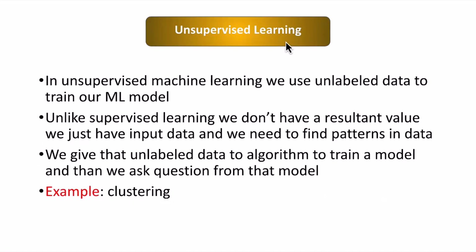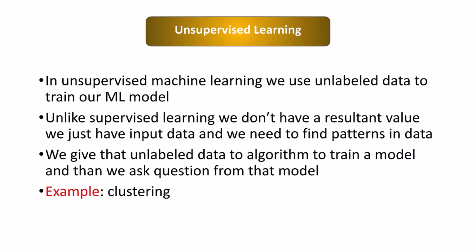So now let's look at unsupervised machine learning. In unsupervised machine learning, we use unlabeled data to train our machine learning model. Unlike supervised machine learning, we don't have a resultant value, we just have the input data and we need to find patterns in that data. We give that unlabeled data to our algorithm to train a model, and then we ask questions from that model. An example of unsupervised machine learning is clustering.